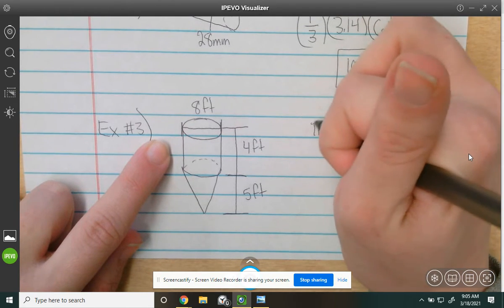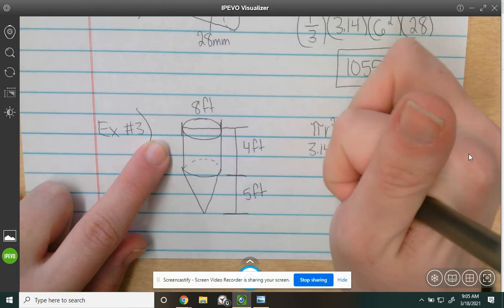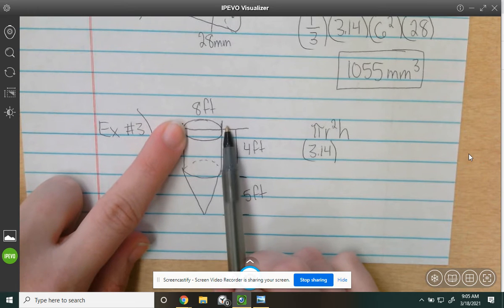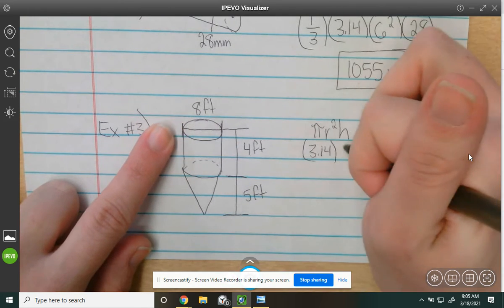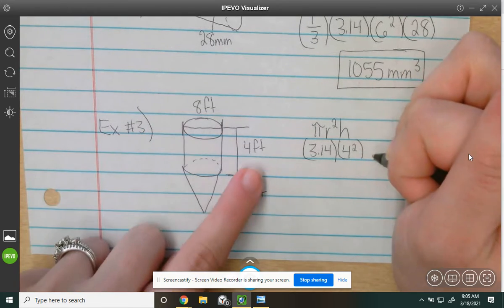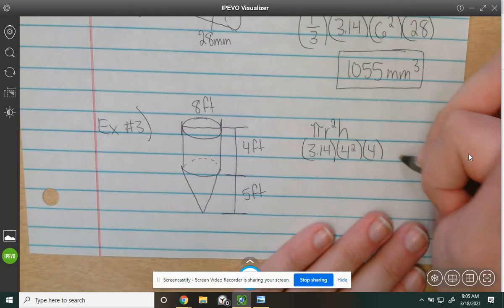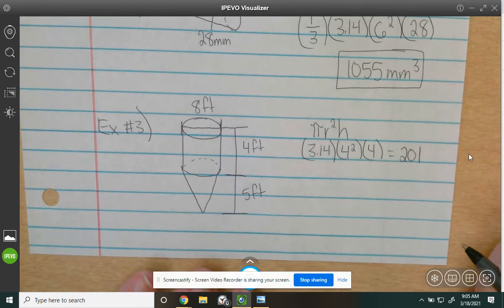Cylinder is pi r squared h. So we take 3.14. My radius for my cylinder is not 8 because that goes all the way across. My radius is 4. So 4 squared, and the height of my cylinder is 4 as well. So that gives me 201 if I type that in.